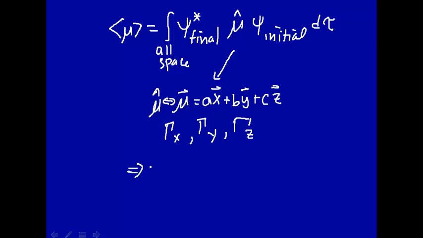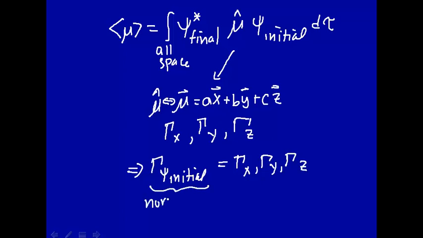What this implies is that the irreducible representation of the wave function of the initial state has to contain either gamma x, gamma y, or gamma z. And this then will be associated with a normal mode. Otherwise, if the normal mode doesn't have x, y, or z in it, then the integral associated with the initial wave function and the dipole moment operator will be equal to 0.